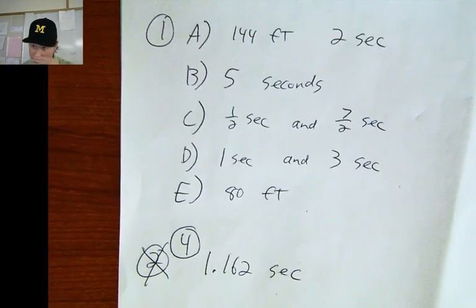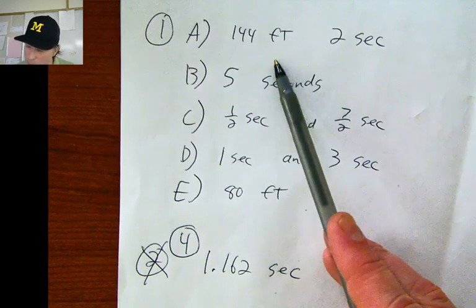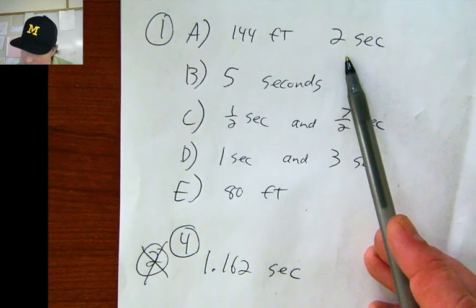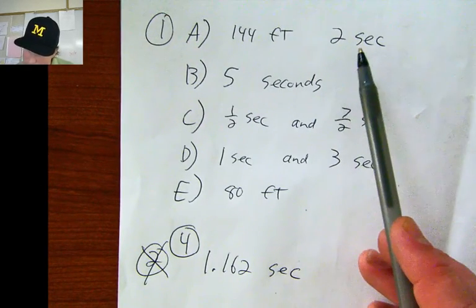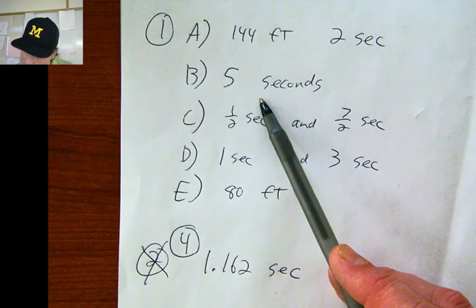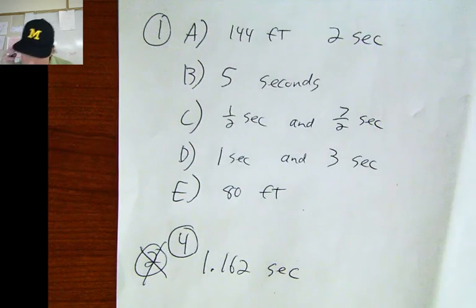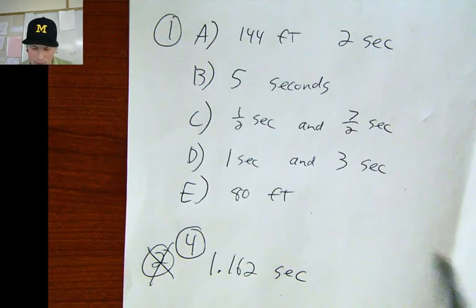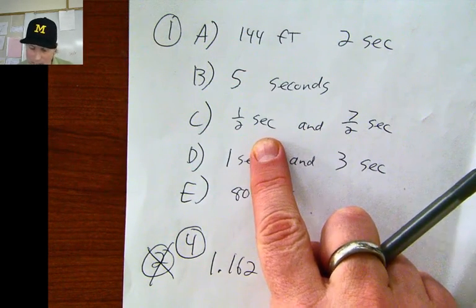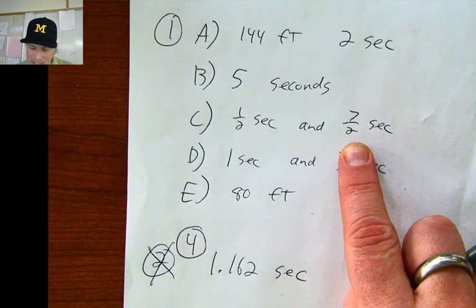For number 1, part A, the maximum height was 144 feet and it took 2 seconds to achieve that height. Part B, it's going to take 5 seconds for the object to reach the ground. Part C, it's going to reach this height of 108 feet twice, at both 1/2 second and then 7/2 seconds.